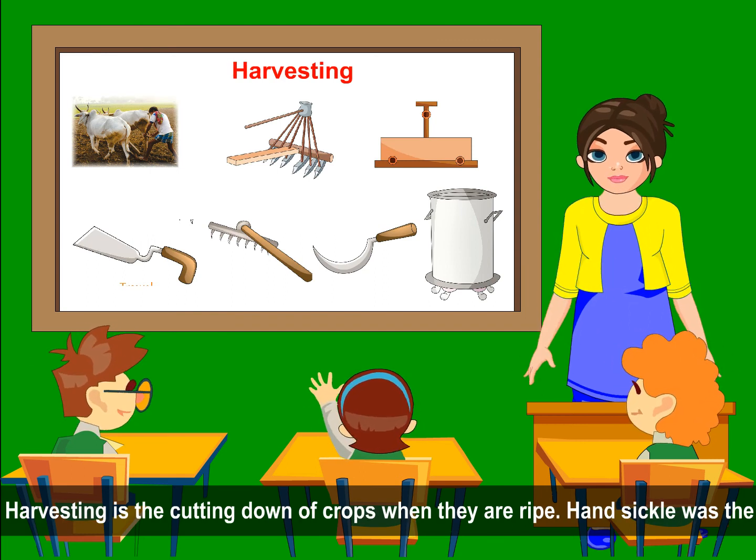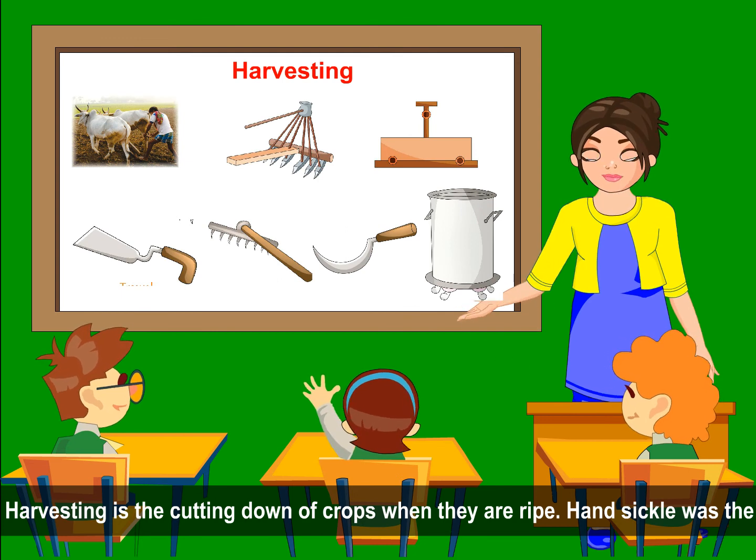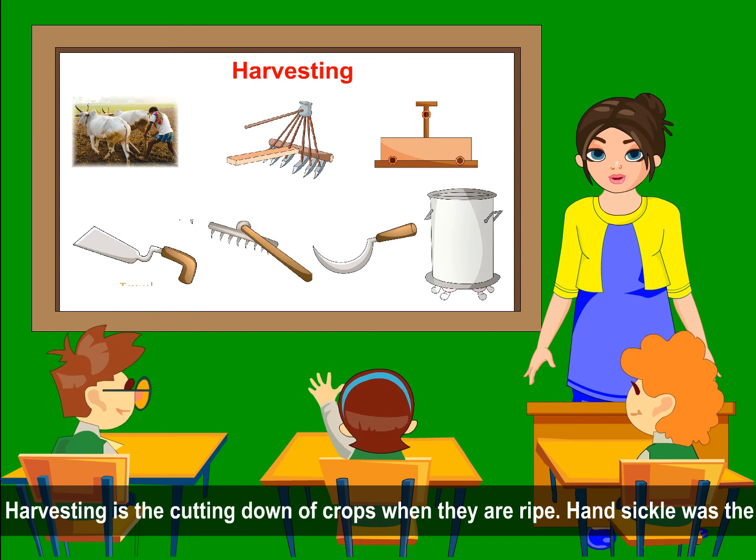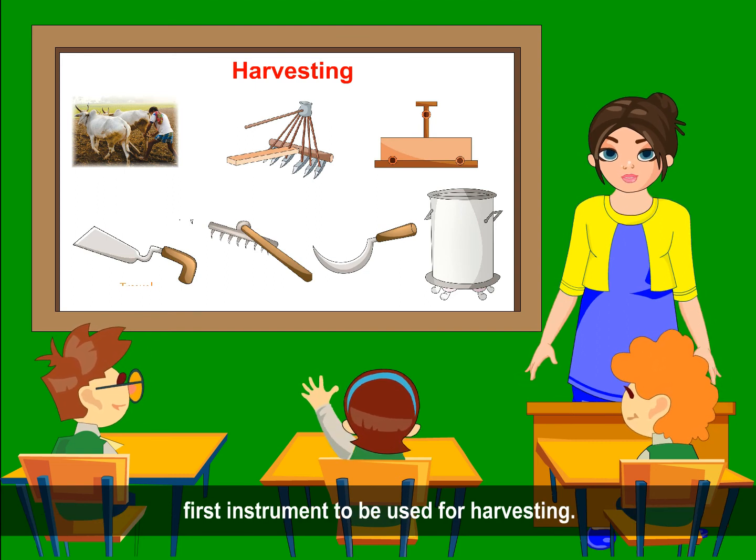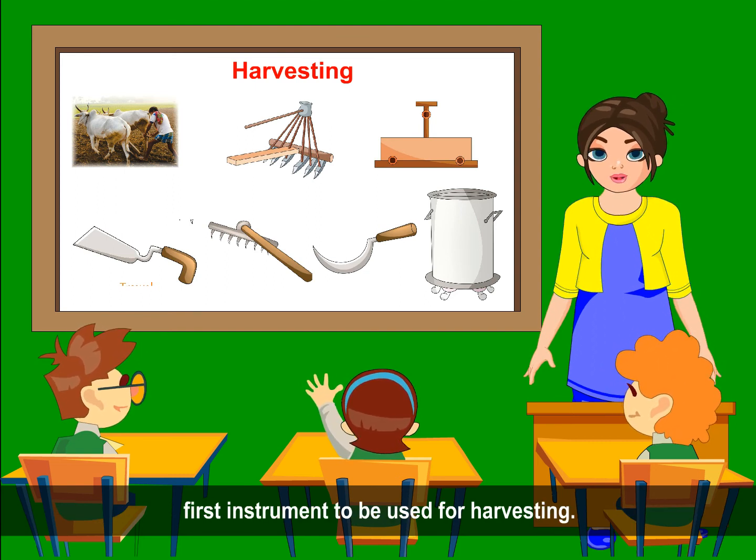Harvesting. Harvesting is the cutting down of crops when they are ripe. Hand sickle was the first instrument to be used for harvesting.